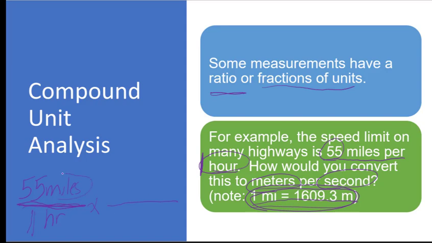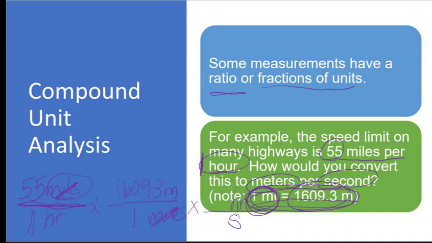And I obviously need to get rid of miles, so I need miles on the bottom. And it tells me that 1 mile is equal to 1609.3 meters. Now notice, because miles and miles are diagonal from each other, they cancel out. So right now if I were to stop, I would have meters, because that's the only unit on top, per hour. That's the only unit on the bottom. But I want meters per second. So let's put hours on the top here, and I need seconds on the bottom.